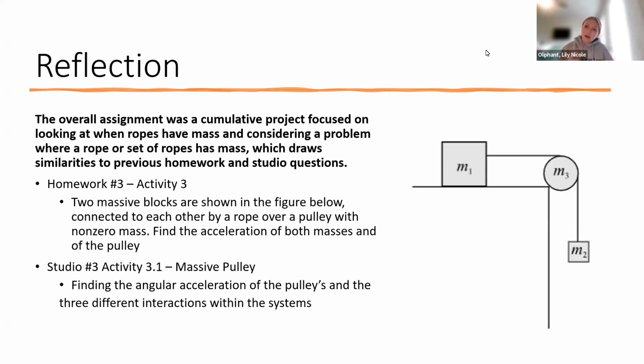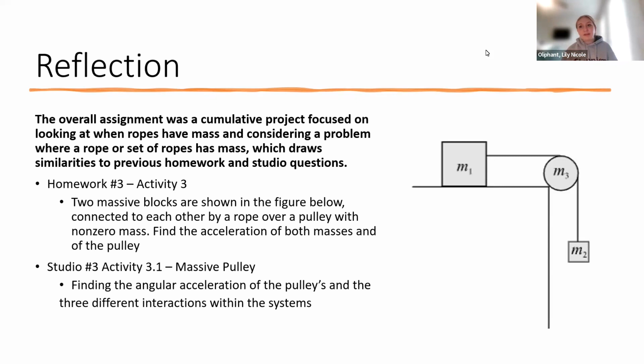And so I thought that one was kind of similar. It's not where the string has mass, but another object in the system besides the blocks now has a mass as well. Studio number 3, activity 3.1 also had a very similar problem. We were asked to find the angular acceleration of the pulley, and its 3 different interactions within the system. From that, we knew that the pulley had mass.